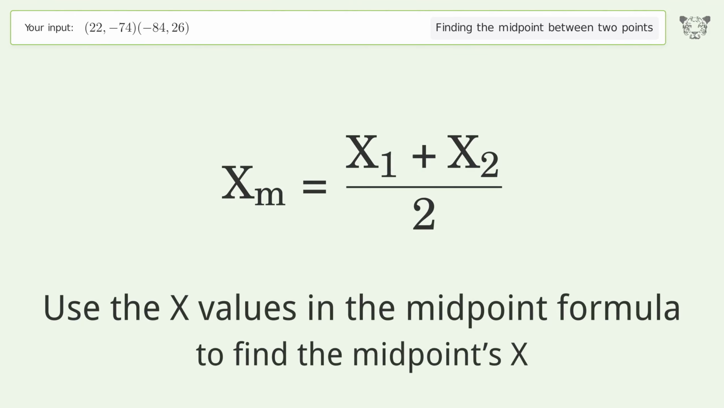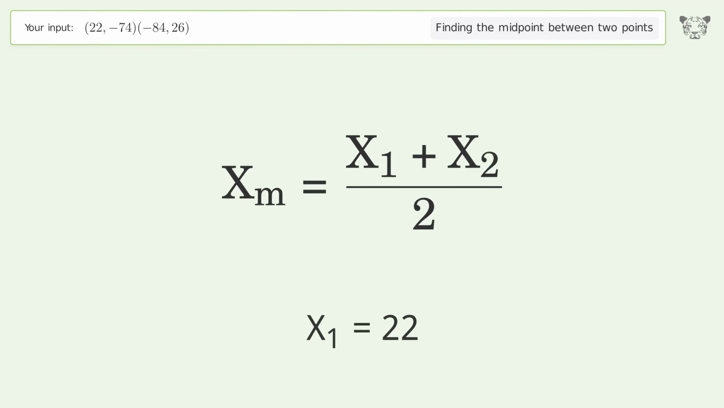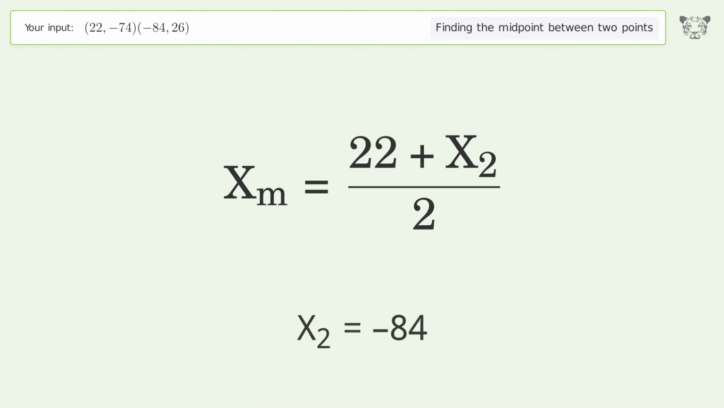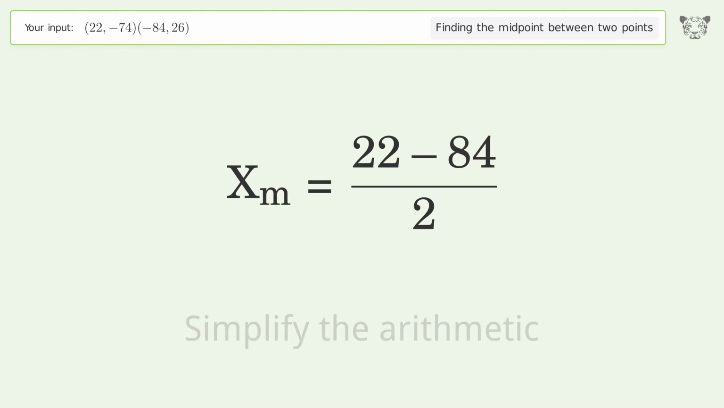Use the x values in the midpoint formula to find the midpoint's x. x1 equals 22. x2 equals -84. Simplify the arithmetic.